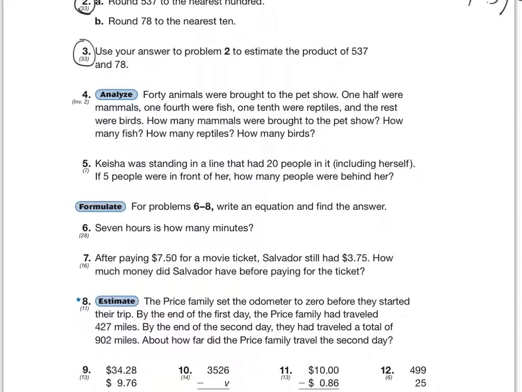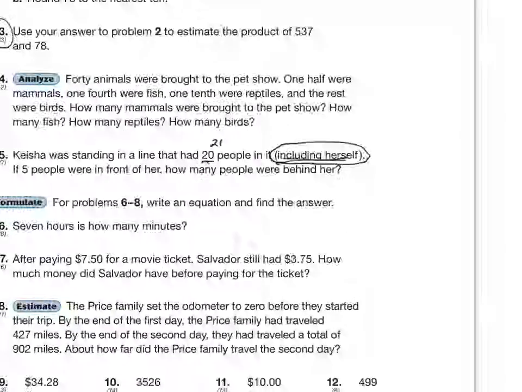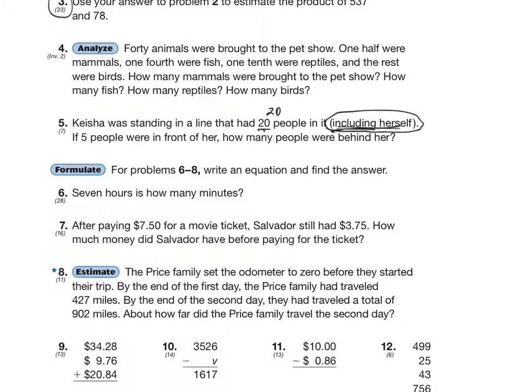Keisha was standing in the line and had 20 people in it, including herself. That is an important thing to remember right there. It's a great way to confuse people. So 20, how many? 21, because there's 20 people in it, including herself. Or is that adding to herself? Let me check real quick. Okay, got it. It isn't 21. It's just 20. So the point is that she's in the line, and they're telling you where she is in the line. So really think that one through. If there are 5 people in front of her, you need to figure out where she was.